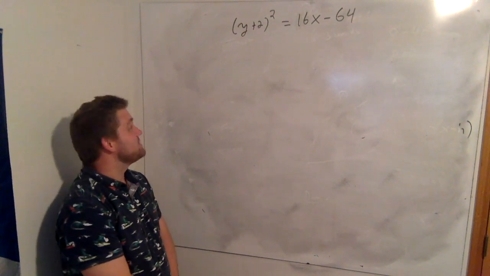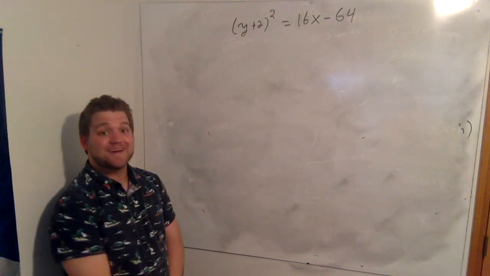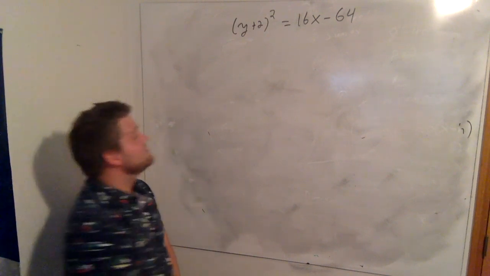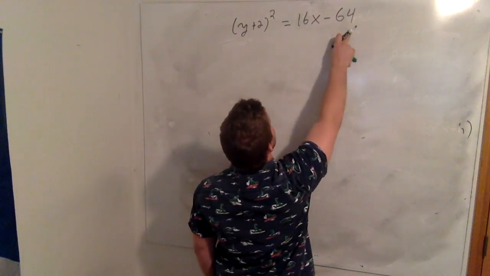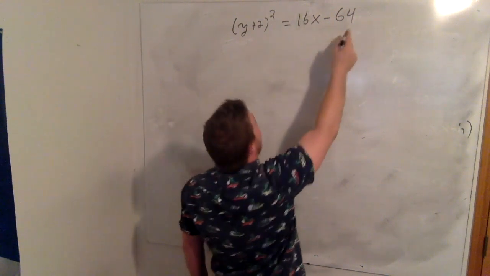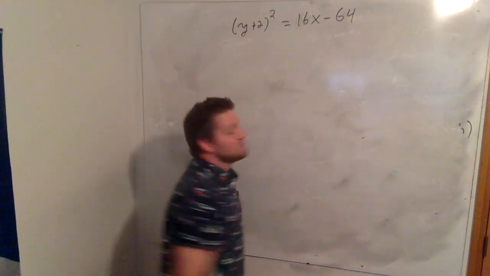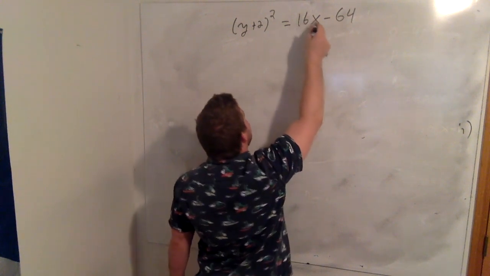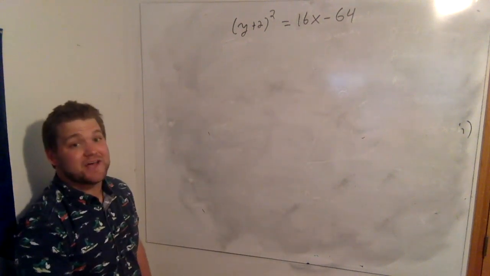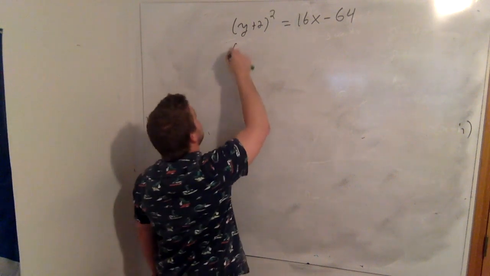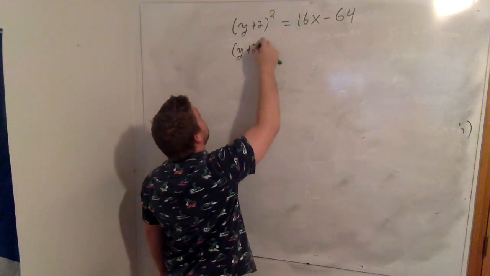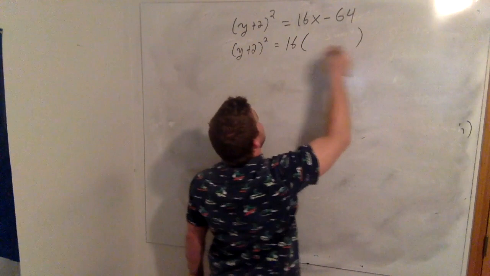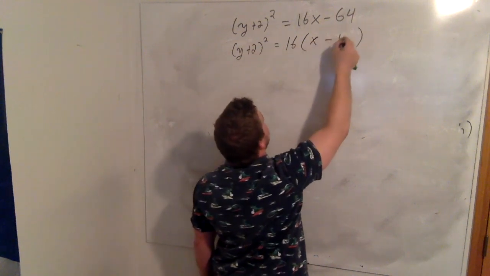Okay, let's do it. We want to be able to recognize where the vertex of our parabola is. Now, the problem is that we have 16x minus 64. This is not going to be a parabola shifted to the right 64 units, because I'm subtracting 64 directly from 16x. I want to know what's directly acting on x, so we actually need to factor first. So we should write this as y plus 2 squared is equal to, let's factor out a 16. If we factor out the 16, we'll be left with x minus 4.